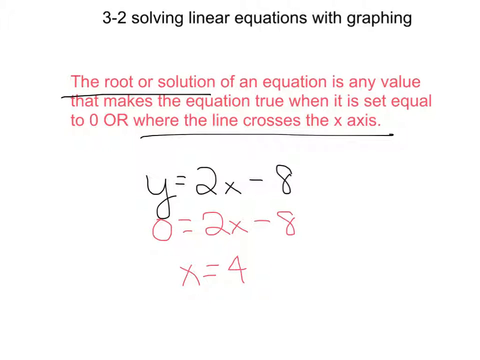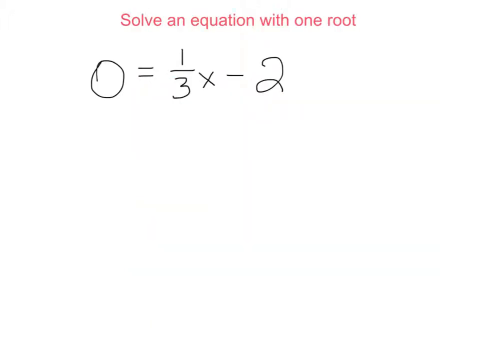So we would be able to identify our root is 4, our solution is 4, the x-intercept is 4, and if this was in the form of a function, then our function of x would also be 4. So this particular number can be identified in a variety of different forms. So let's look at solving an equation with one root.